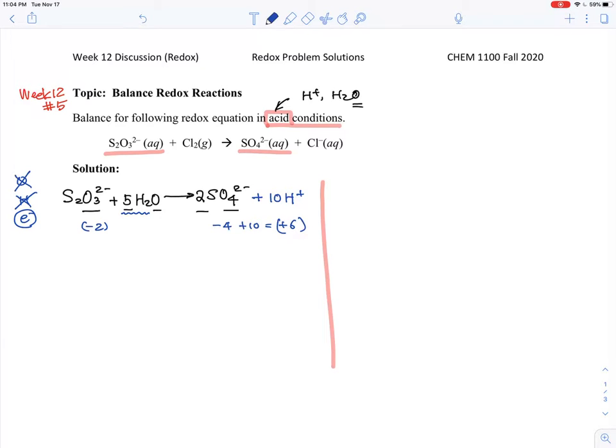Therefore, the final thing, maybe I can put this one in red. To fix the mismatch, you need to add 8 electrons, which is -8, so that +6 minus 8 is -2. So it matches up. Okay, that's good.